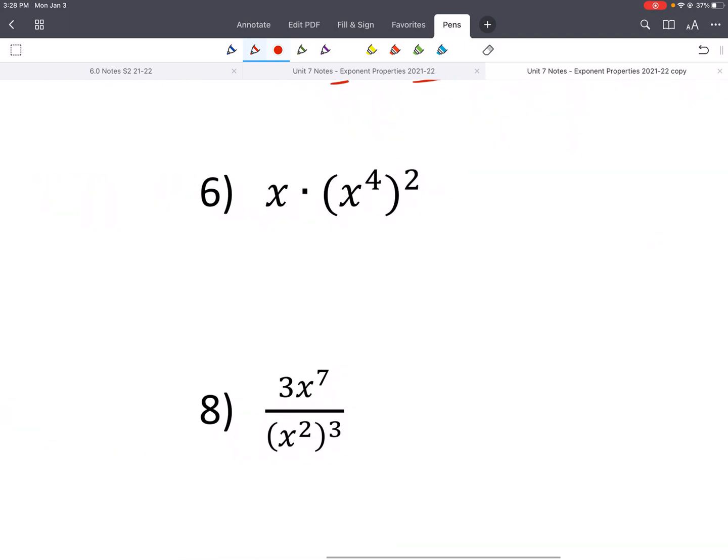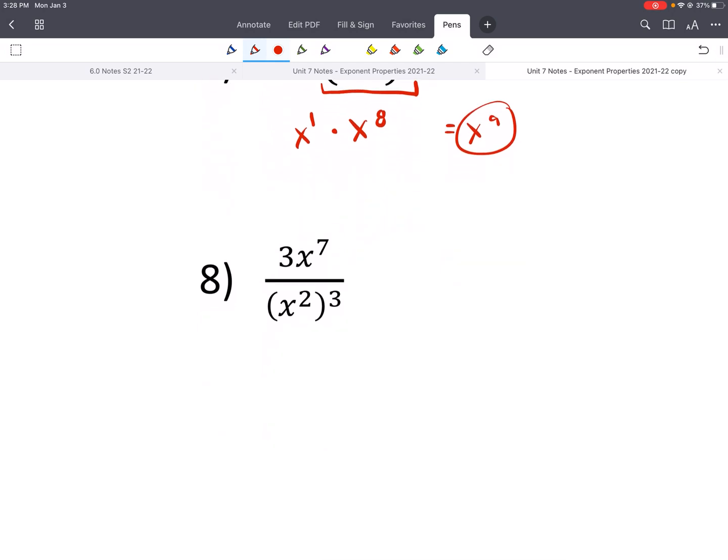All right, last two. Again, we probably want to do the exponent on top of an exponent first before you try and do anything else. So we'd evaluate that first. So that's x to the 8th times x. Again, that's like x to the 1. These are being multiplied. So we add their exponents, so that would be x to the 9th.